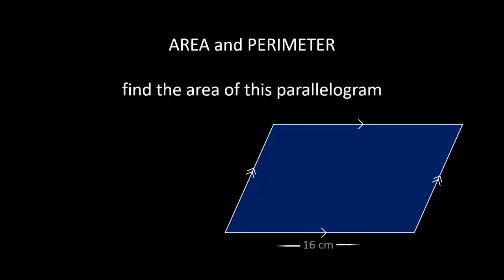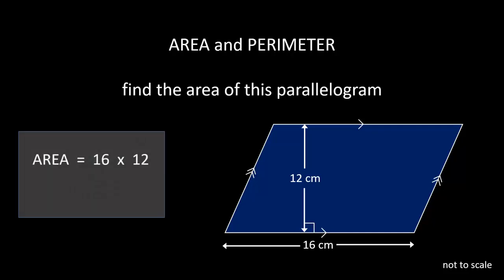Let's have a look with some numbers in. So if the base was 16, the height was 12, we just say the area, 16 times 12, which is 192, and because it's area, centimetres squared.